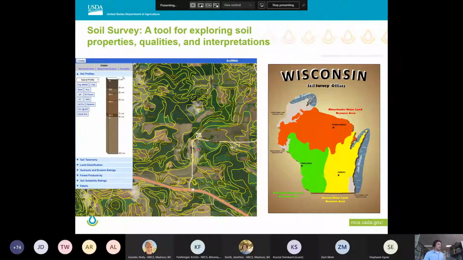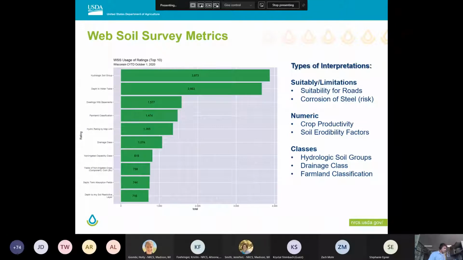So if you ever have questions about the soil survey, how to use it, that map right there shows you where your local soil survey office is, and they're probably the best equipped to answer any questions you have, but also feel free to contact me anytime.